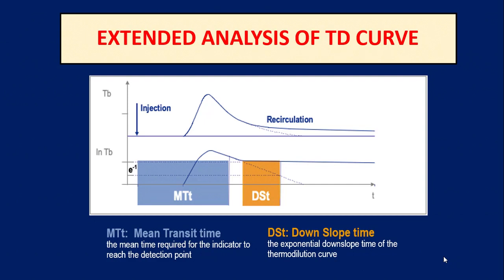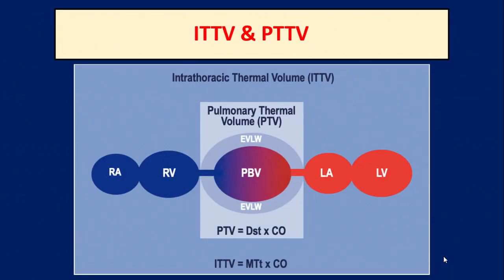In thermodilution the indicator is the cold saline, whereas in LIDCO it is lithium. That is why I have written the indicator here. This is the downslope time. It is the exponential downslope time of the thermodilution curve. So it is the decay, or downslope, when the indicator is mixing into the different blood and decaying.